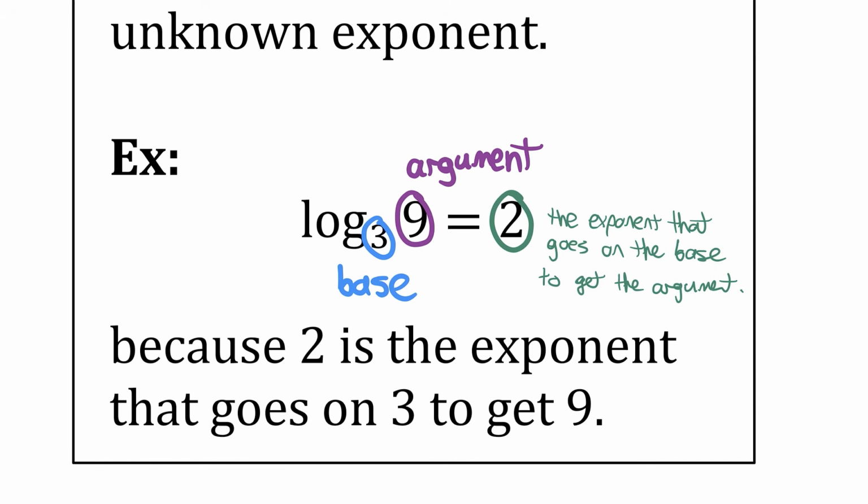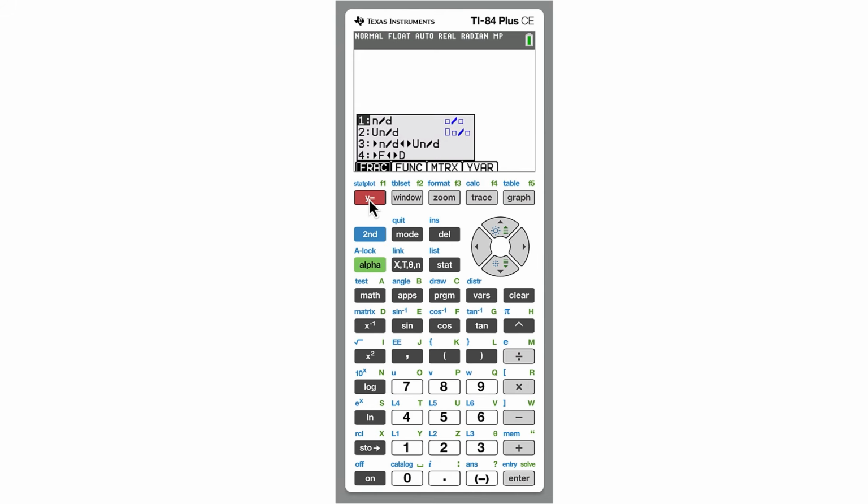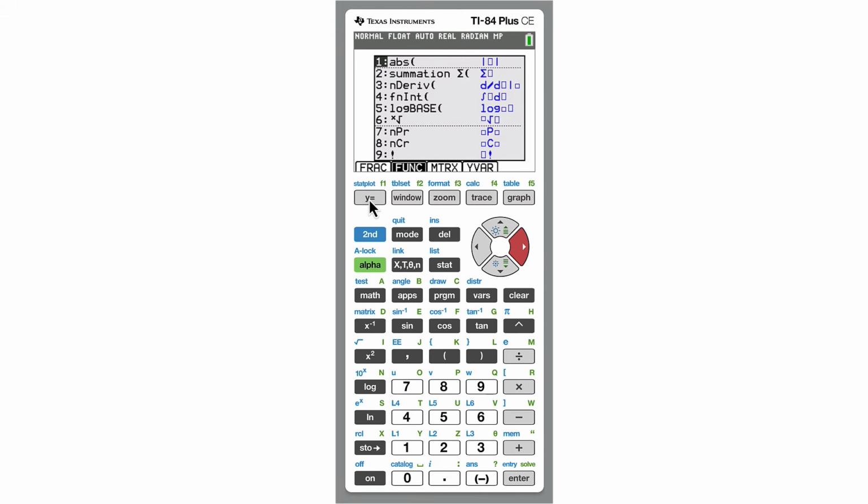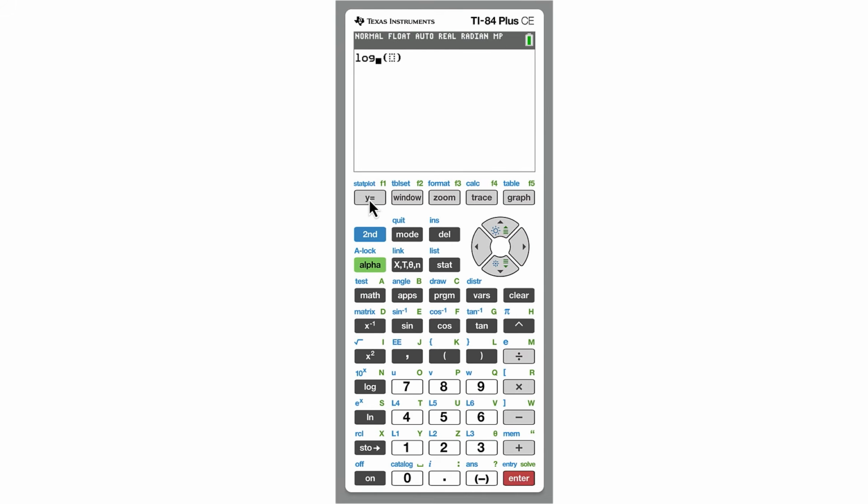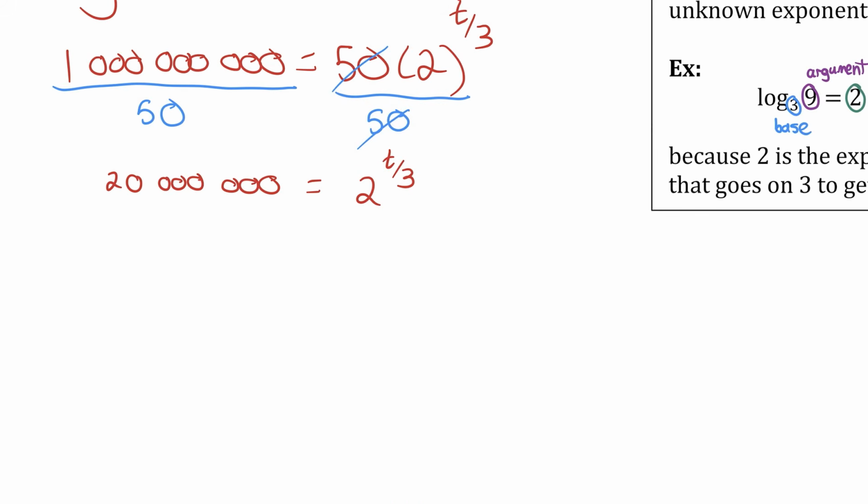And your calculator has a logarithmic function built into it. So let's use our calculator to solve for what exponent goes on 2 to get 20 million. I'll write log base 2 of 20 million. I know it's going to be 24 point something. It's 24.253496666. So let me jot down what I did.